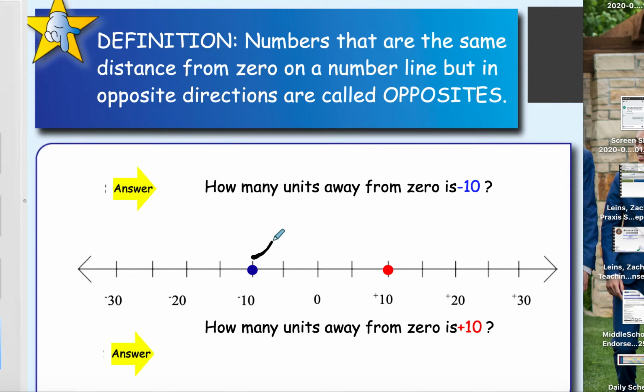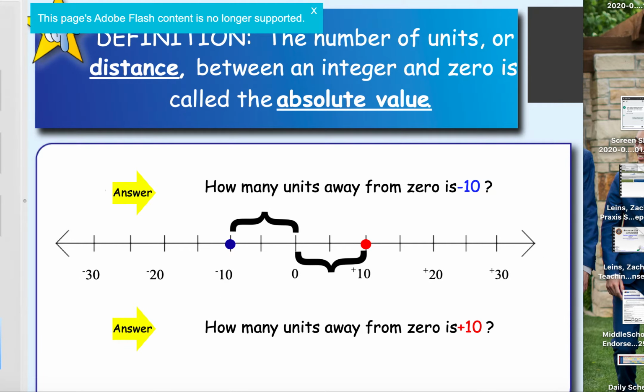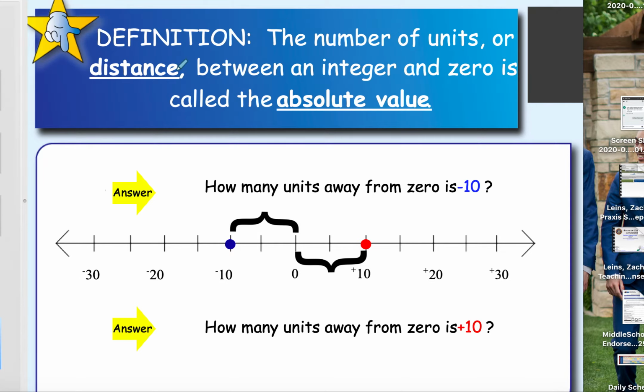I'm just going to try and draw a brace there. So that's 10 units. Here, that's 10 units. So we can see here, they're the same distance from 0, 10 units away. They're just going in different directions. So therefore, 10 and negative 10 are opposites. All right, so the number of units, or the distance between an integer and 0, is called the absolute value.